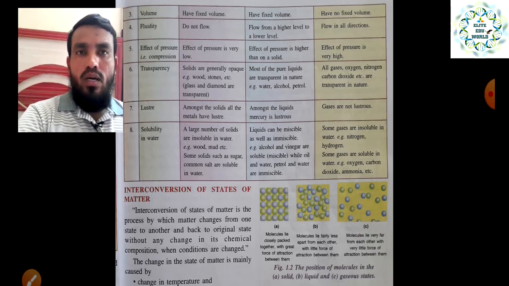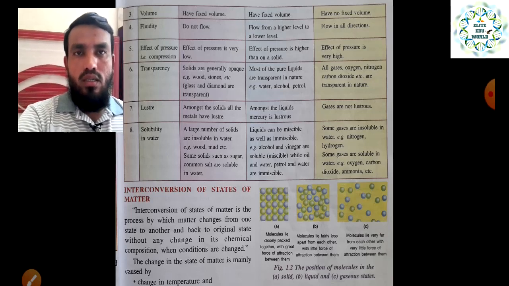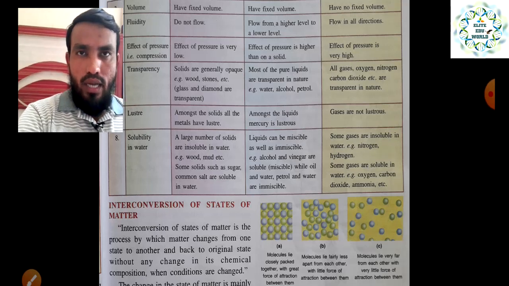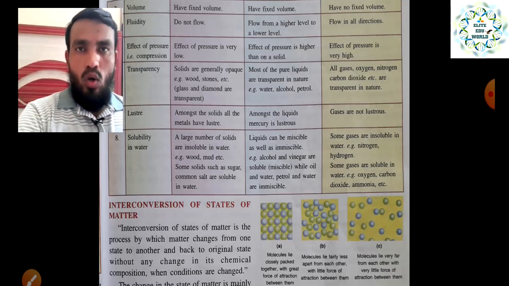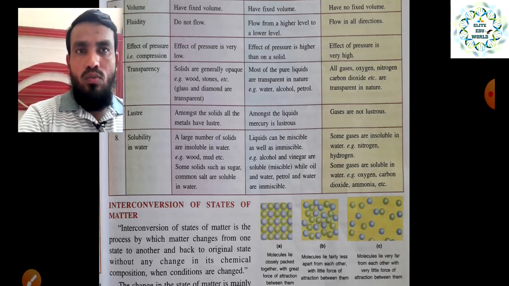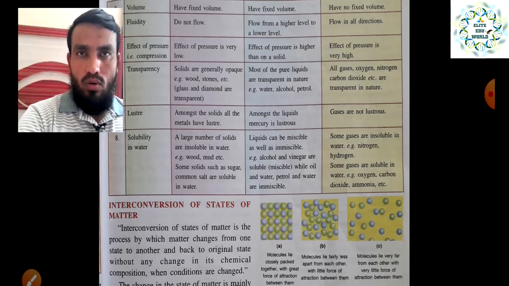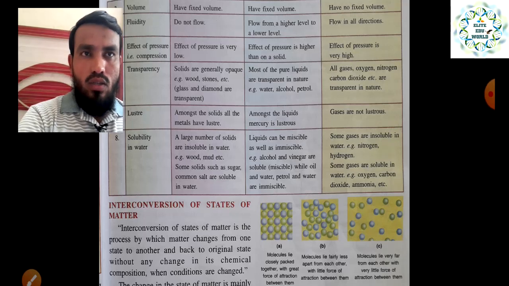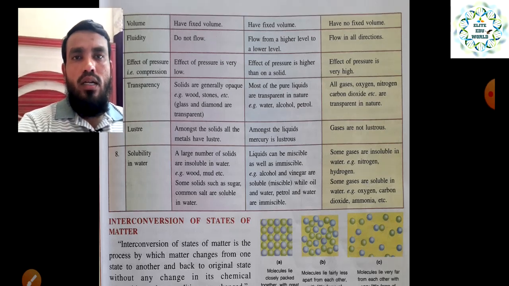Then we will see transparency, whether light can pass through or not. Solids are generally opaque, for example wood or stones. Glass and diamond are transparent, they are the only solids that are transparent, but normally solids are opaque. When we talk about liquids, mostly pure liquids are transparent in nature, for example water, alcohol, petrol. These are the liquids which are transparent, other liquids are not. Then gases: all the gases, oxygen, nitrogen, carbon dioxide, are transparent in nature.